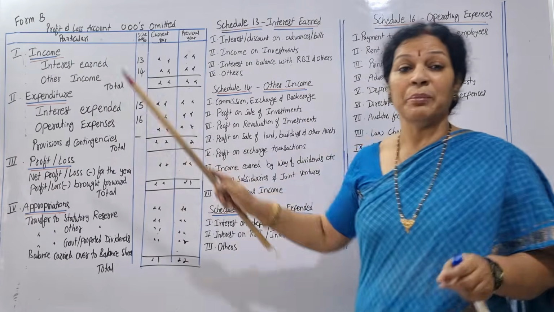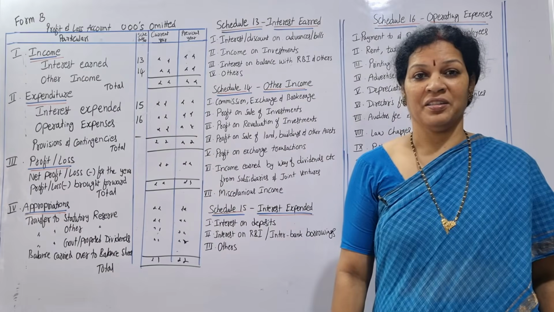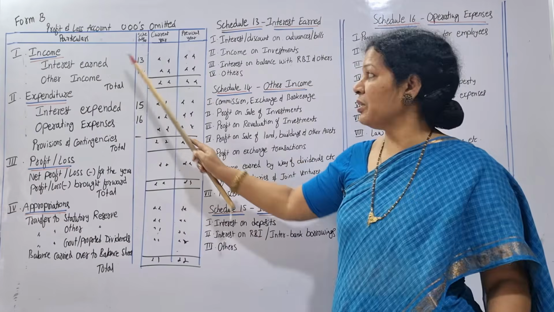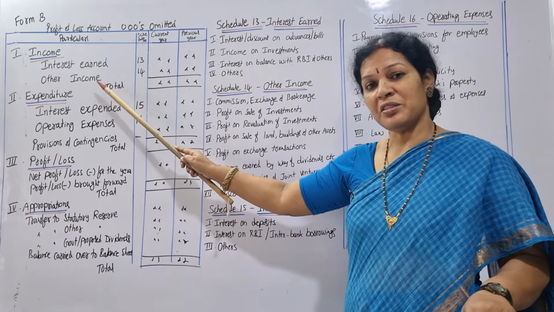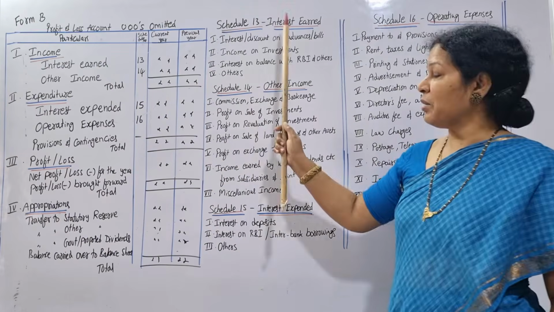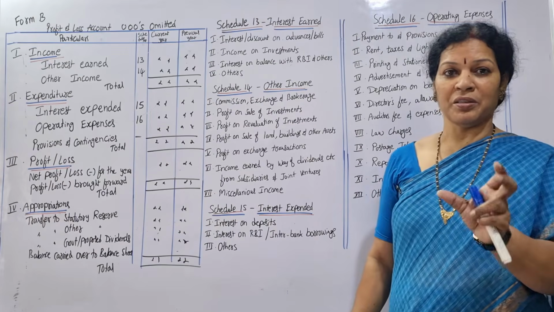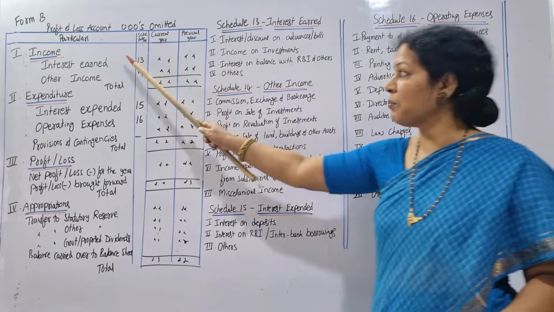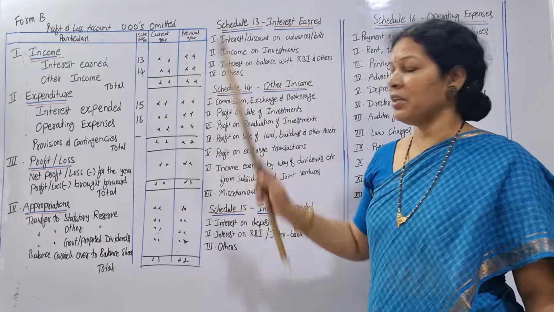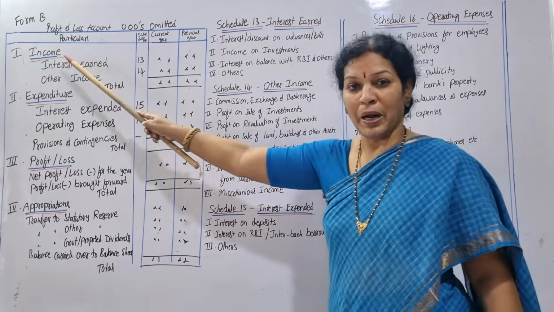Next, other income. Apart from the interest earned, other income is schedule number 14. Able to remember? Under the income column we have two items. Schedule number 13 is interest earned. Apart from interest earned, other income is schedule number 14. These will be shown separately, and whatever amount we get will be written here for previous year and current year both. So this is total income. Income is part 1.